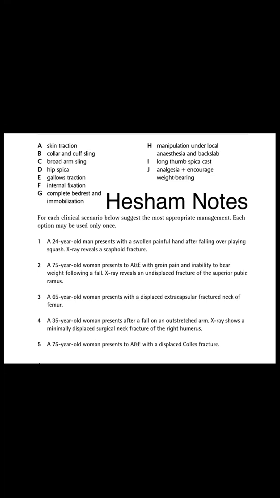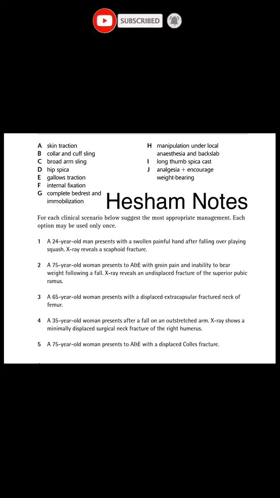Question number 4. A 35-year-old woman presents after a fall on an outstretched arm. X-ray shows a minimally displaced surgical neck fracture of the right humerus. This may be collar and cuff sling. Yes, right. Minimally displaced means there is no massive displacement, so it can be managed conservatively with collar and cuff sling. So 4 is B.